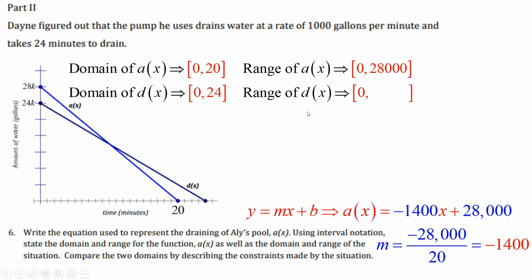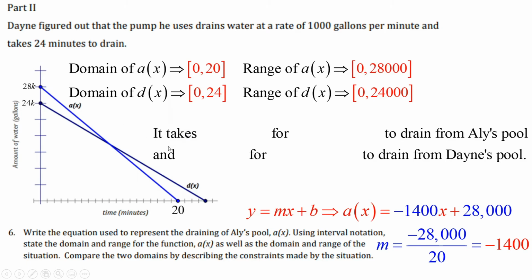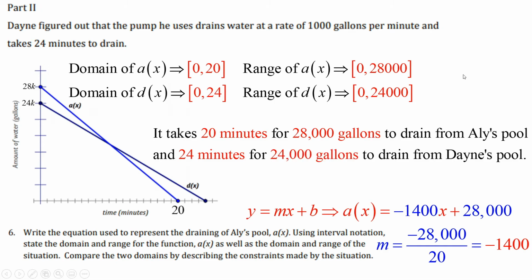And the range of Dane's pool would be from 0 to 24,000. There we go. Now, what does this mean? Okay, so it takes 20 minutes for 28,000 gallons to drain from Allie's pool, and it takes 0 to 24 minutes for 24,000 gallons of water to drain from Dane's pool. Nicely done.